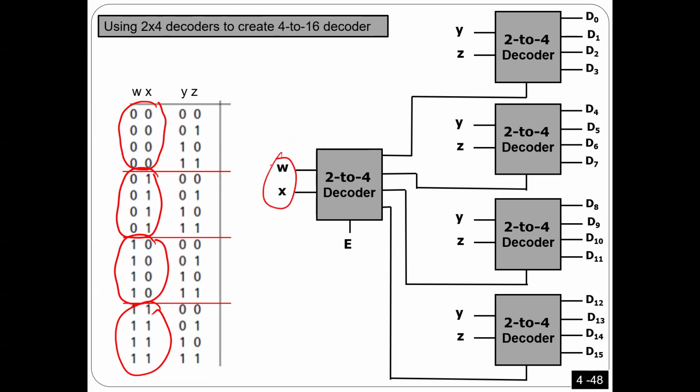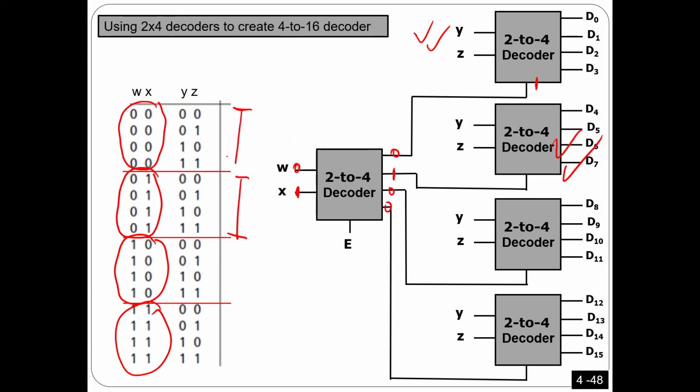WX is here. That means in the first 4, this one is 1, everyone else is 0. Because the input here is 0, 0, that means this one is the enabled one. In the first 4 here, this one is the enabled one, because this is the only one that has 1. Okay? In the second 4, when you have here 0, 1, so actually, this is number 1. So this is the one that's enabled.